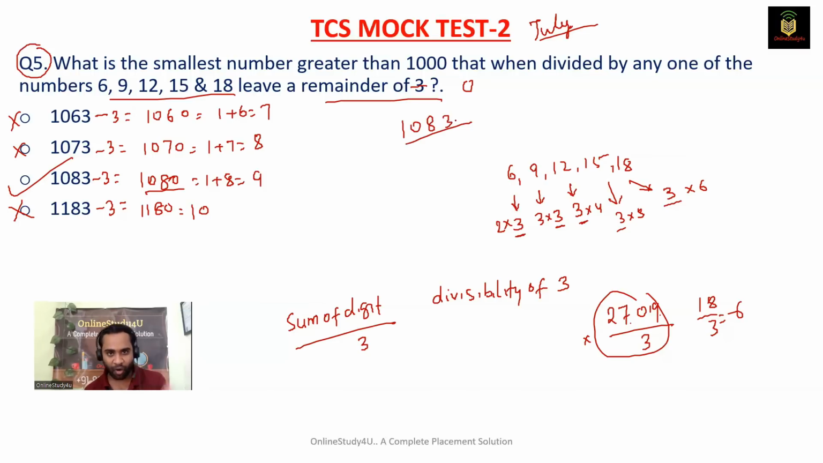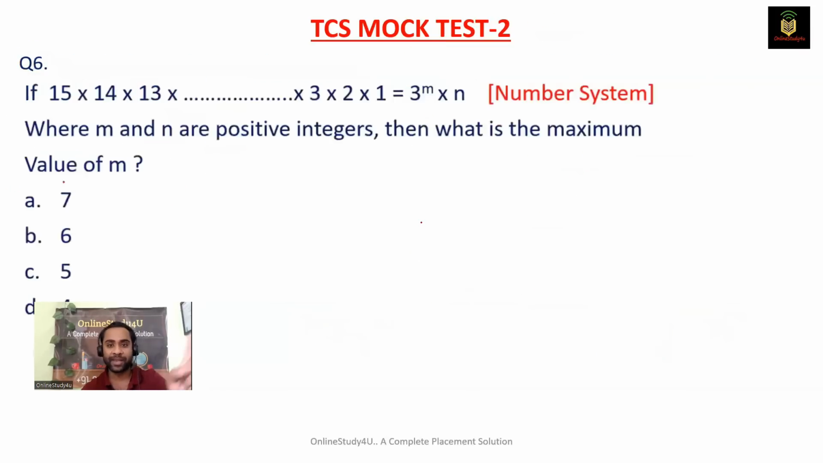1083 is the smallest number greater than 1000 which, when you divide by all of these, leaves a remainder of 3. There should not be any confusion. If you have any confusion, just go to the basics and ask yourself: if you divide 9 by 2, you get a remainder of 1. But if you subtract the remainder, it will be completely divisible by 2 and give a remainder of 0. Ask yourself, you will get the solution.